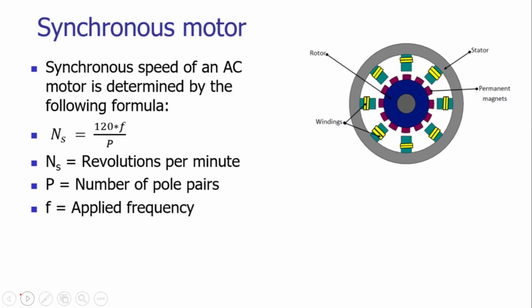There is a simple correlation. The synchronous speed in revolutions per minute is a function of the applied frequency and the number of pole pairs. The synchronous speed is directly proportional to the applied frequency. As the frequency is increasing, naturally we are getting more revolutions per minute. However, the synchronous speed is inversely proportional to the number of pole pairs. As the number of pole pairs is increasing, we are getting lower speed or less speed.